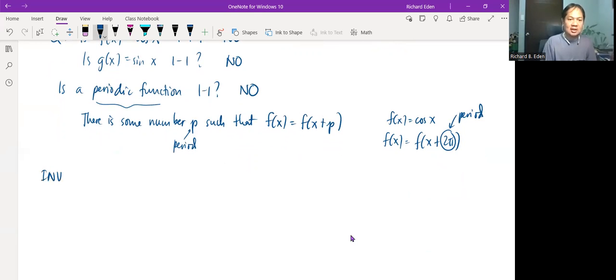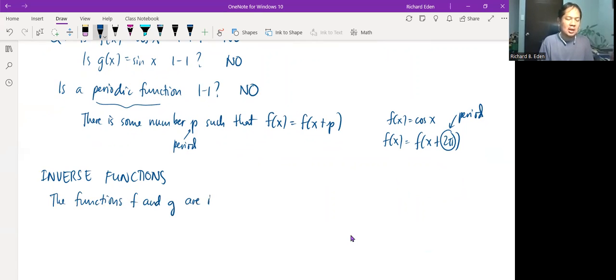Now, let's talk about inverse functions. So, definition. The functions f and g are inverse functions if, okay, number one, for every x in the domain of g.